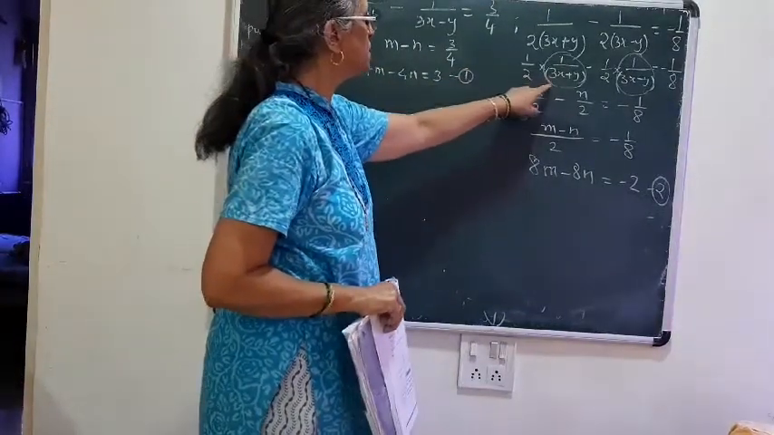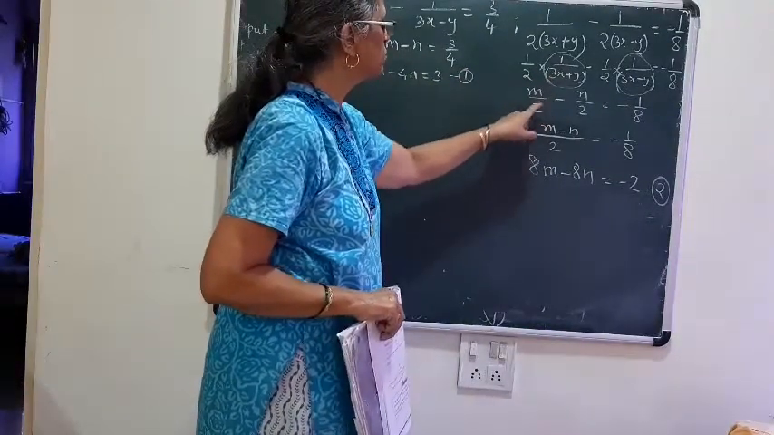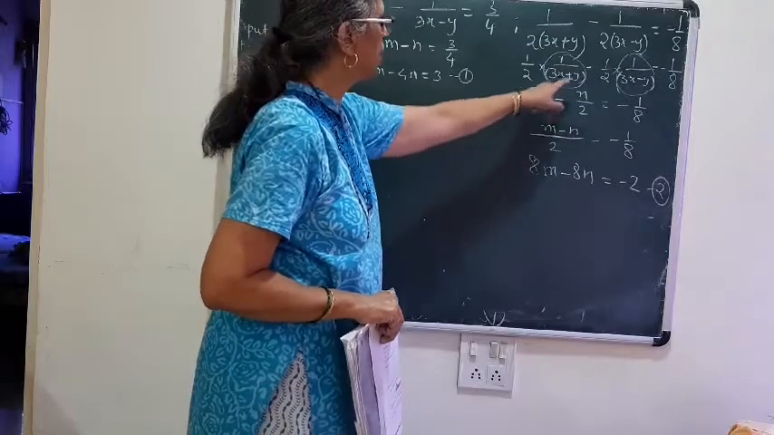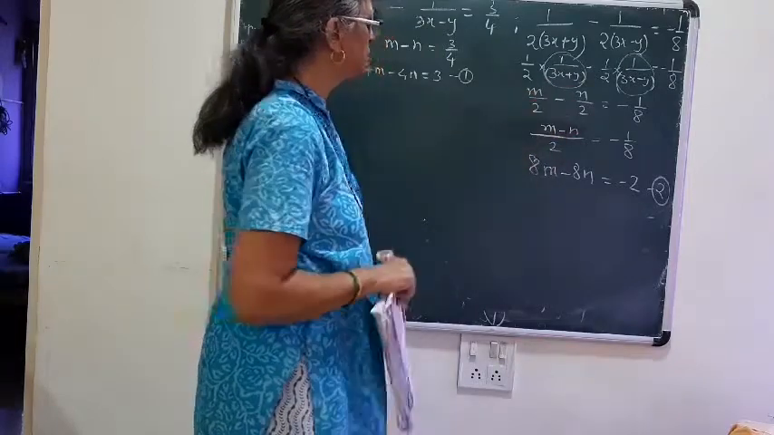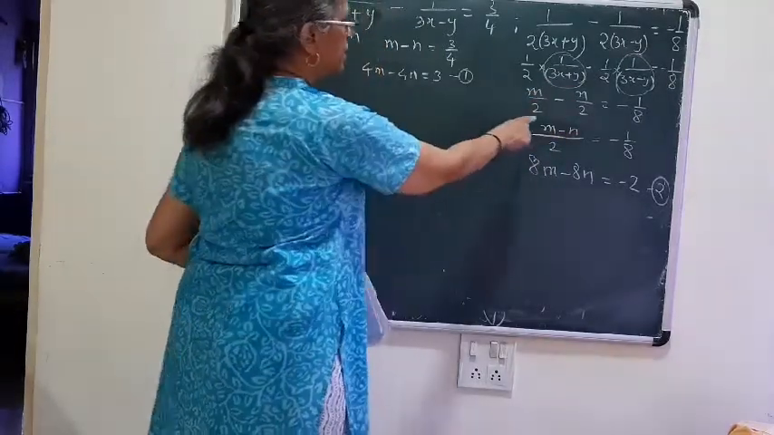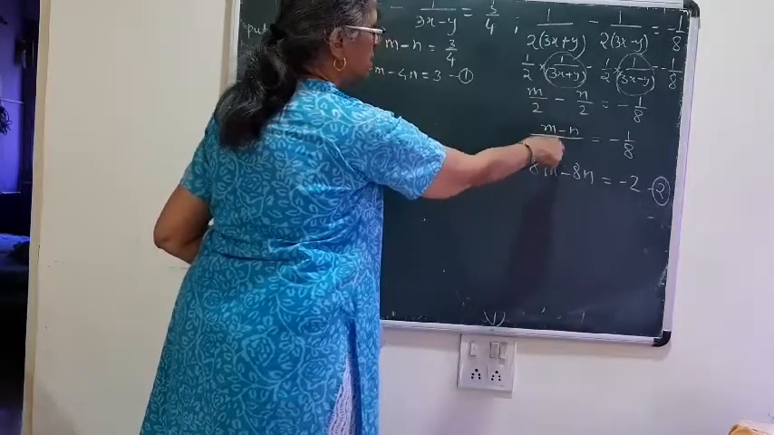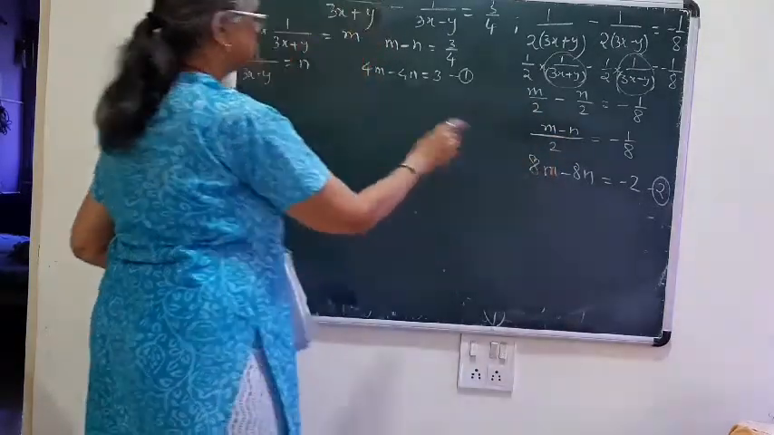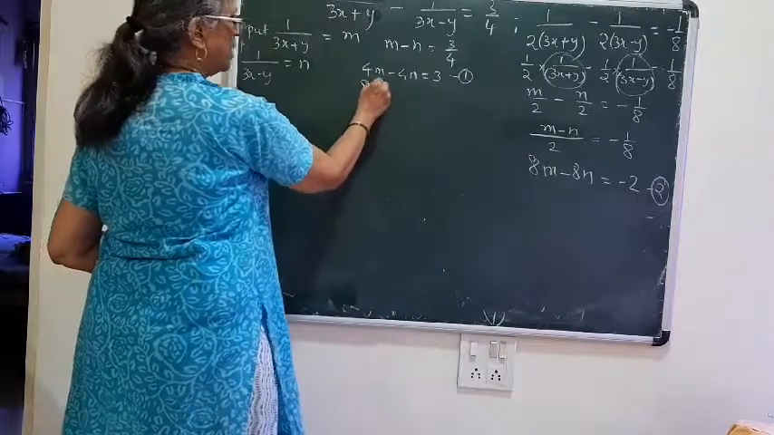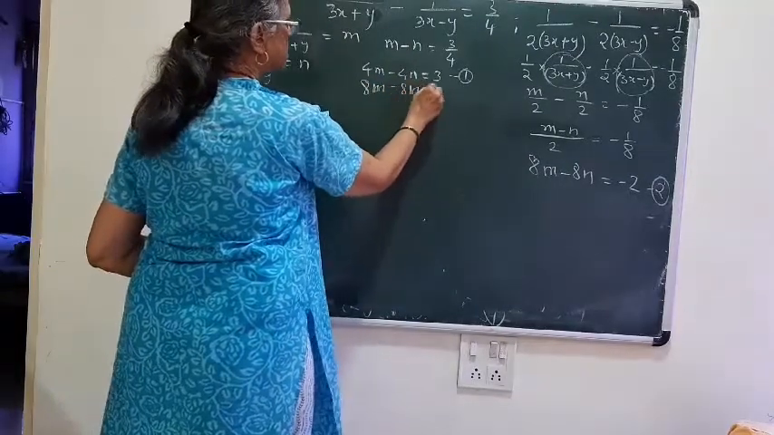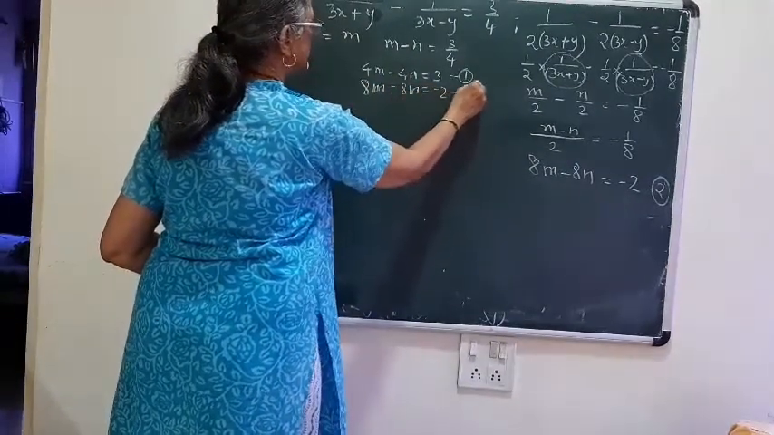For that we substitute m. So m upon 2 minus n upon 2 is equal to minus 1 upon 8. The denominator is the same, write it once: m minus n. Cross multiplication so that we have the standard form. 8m minus 8n is equal to minus 2. This is our second equation.